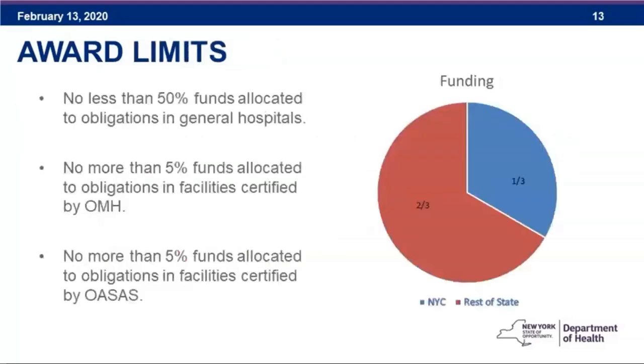The next slide tells you some of the award limits that we have to make certain we adhere to as we make awards. No less than 50% of the funds allocated must go to obligations that are in general hospitals. No more than 5% of the funds allocated to obligations in facilities certified by the Office of Mental Health, and no more than 5% of the funds allocated to obligations in facilities certified by OASIS. These are all limits that we as a department adhere to, but it's not anything that you need to be concerned about as an applicant, but you should be aware of. And the graph also shows that our funding is split up between those grants that we give in New York City, which is 1/3, versus the rest of the state, which is 2/3. We really try to take the entire state of New York into consideration and ensure that our awards are dispersed accordingly.